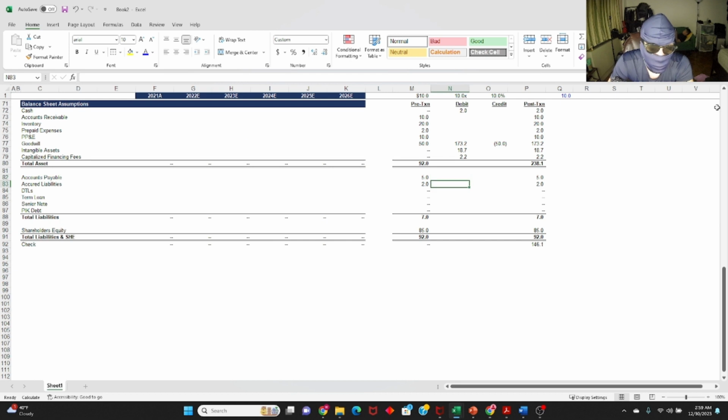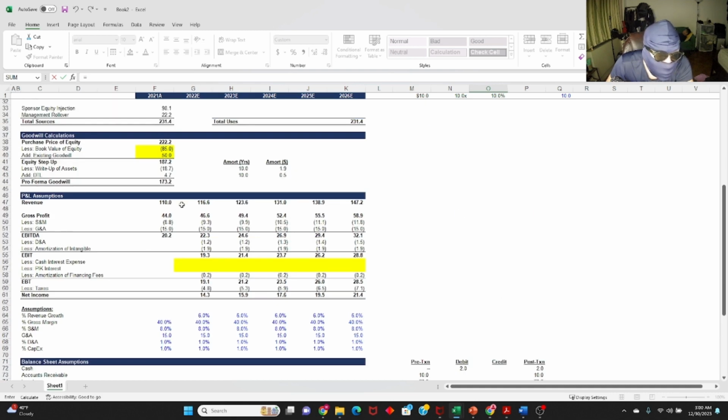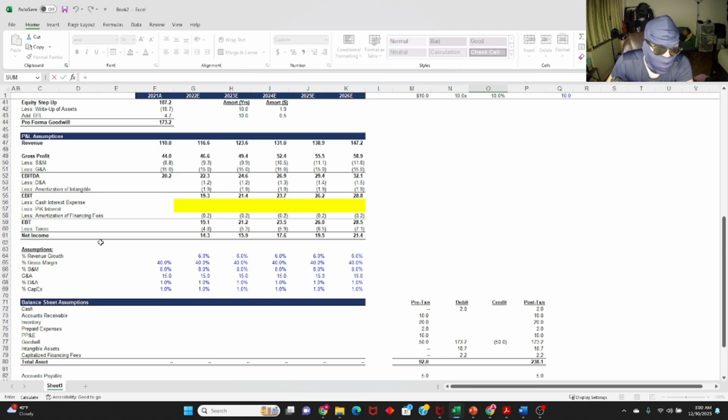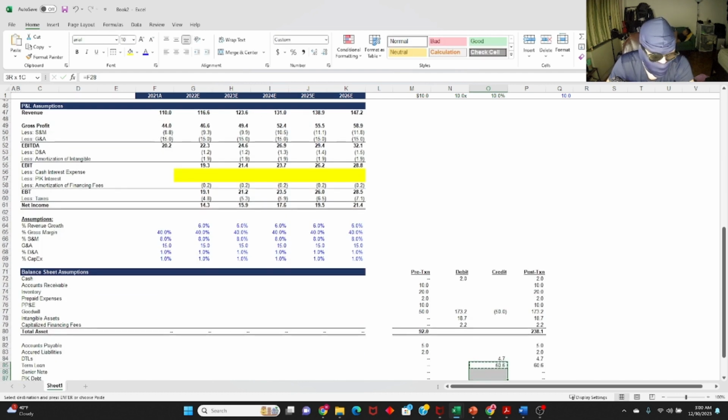For your accounts payable, no change. On the liability side, for your liabilities, no change. DTL, yes. I'm going to credit that because that's going to be an increase. So DTL is going to be 4.7. Your term loan, I'm going to take that from your facility amount. It's going to be right here. Senior note, PIK debt.